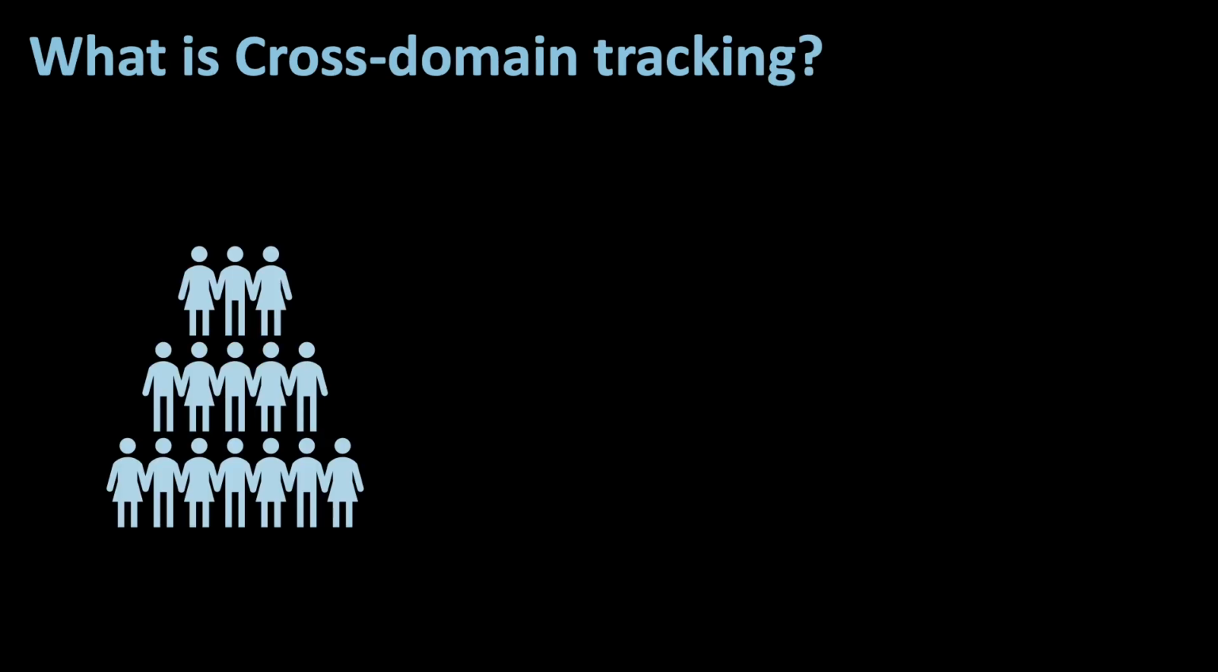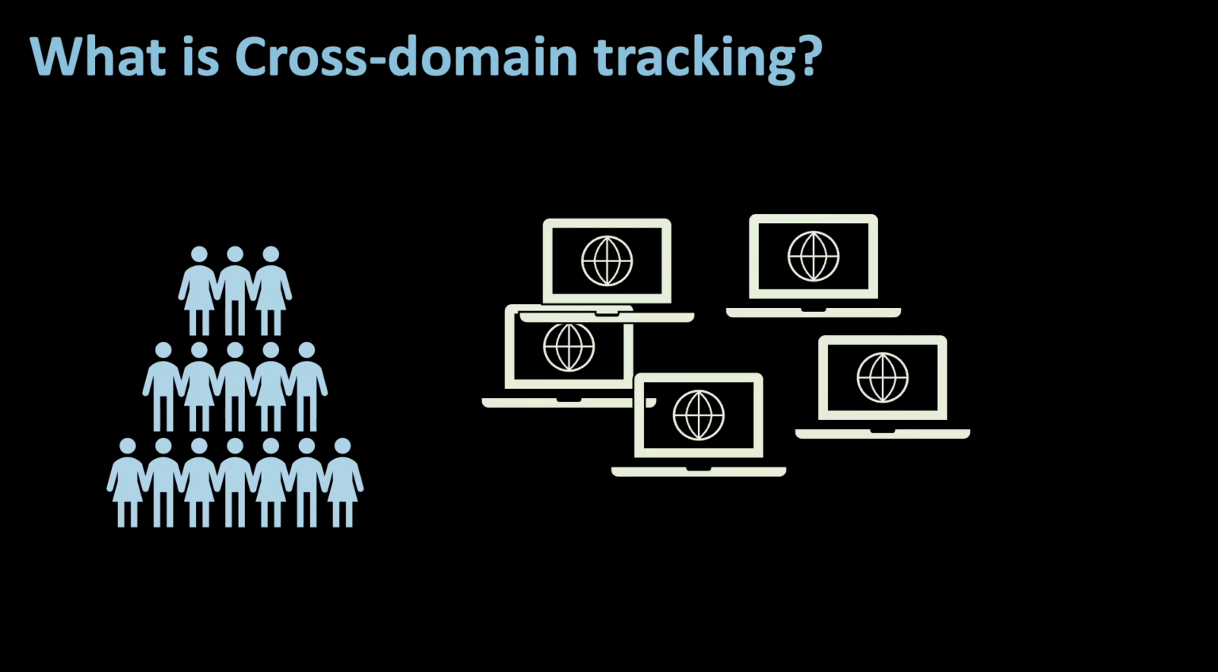Cross-domain tracking is a foundational practice in online analytics and marketing that involves collecting and analyzing user data as they engage with multiple websites or online platforms within a shared tracking network. The aim is to gain insights into user behavior, preferences and interactions as they navigate across different domains.